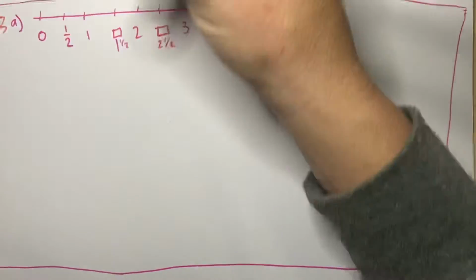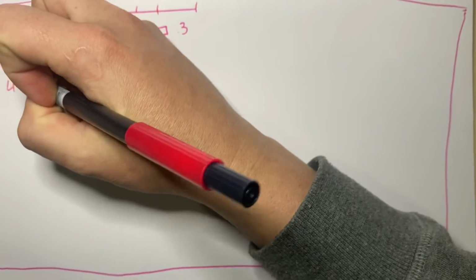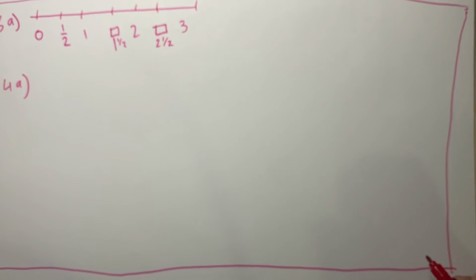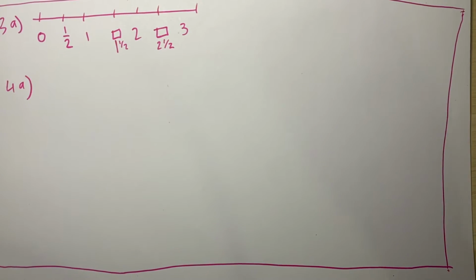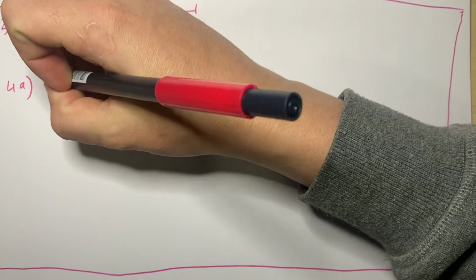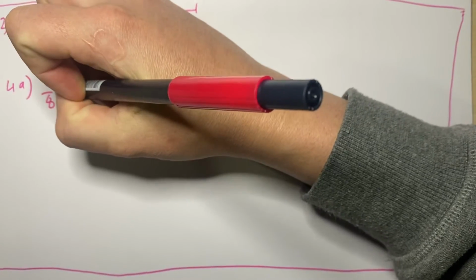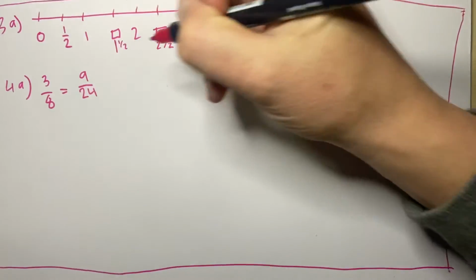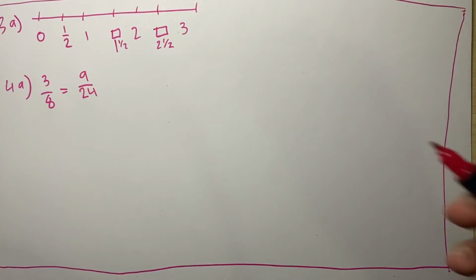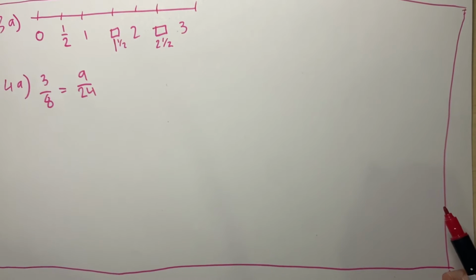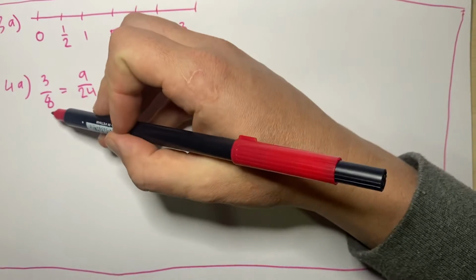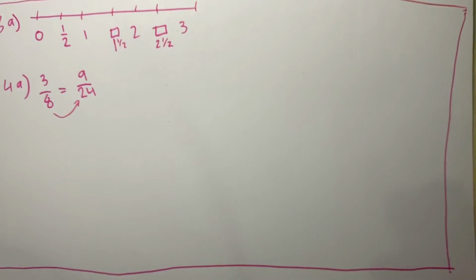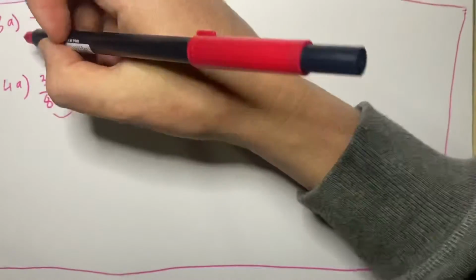That's question 3. Question 4a, we are finding equivalent fractions. Sorry about the bumping of the camera. So we have 3 over 8 equals 9 over 24. So we need to figure out, how do we get from one to the other? You might see a connection here between 8 and 24, and it is a multiple. So 8, 16, 24. So we need to times by 3 to get to that.